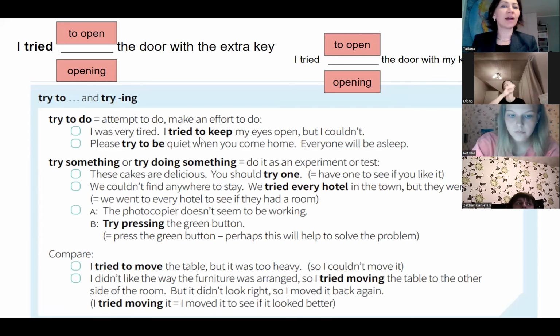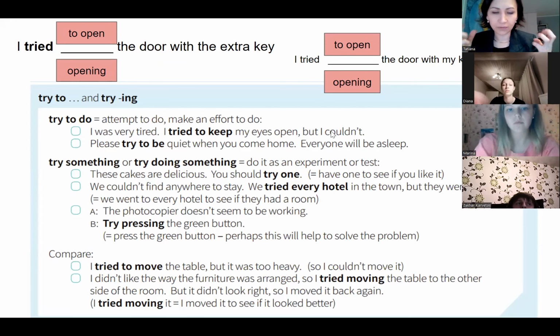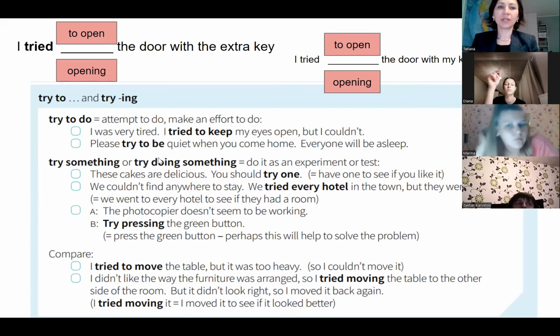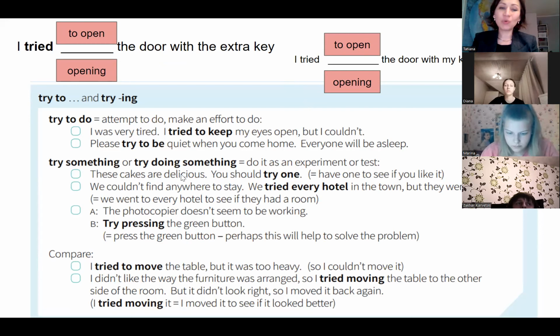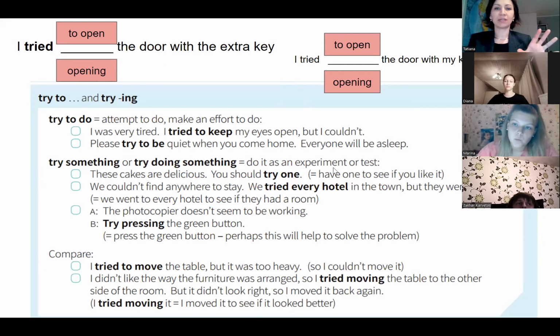I was very tired and I tried to keep my eyes open, but I couldn't. You're struggling with it, okay? Please try to be quiet when you come home. Everyone will be asleep. Like, put effort into it. Try to do something. But when you go try doing something, try something or try doing something, the keyword is experiment.